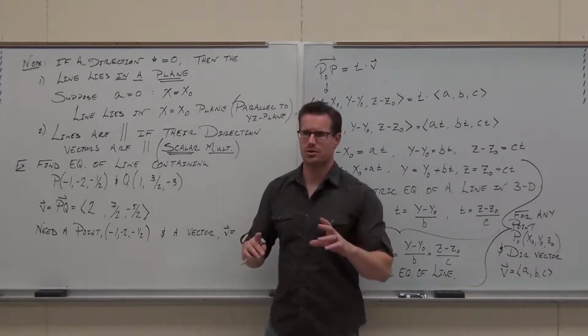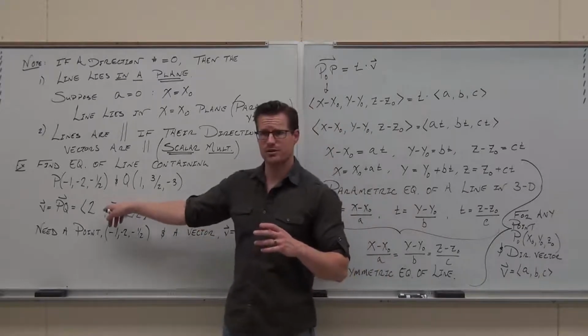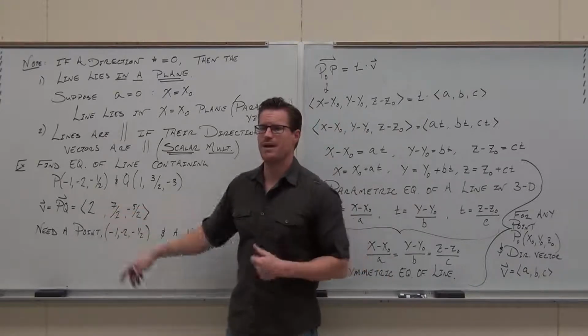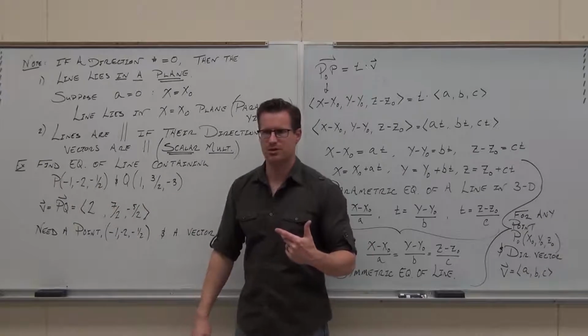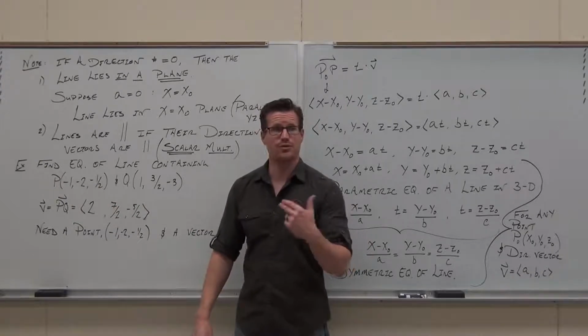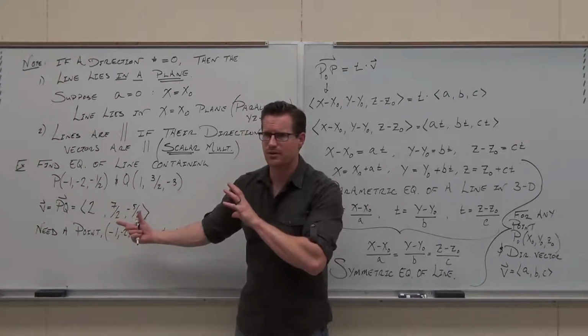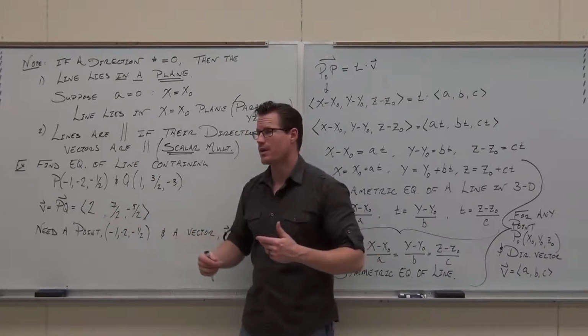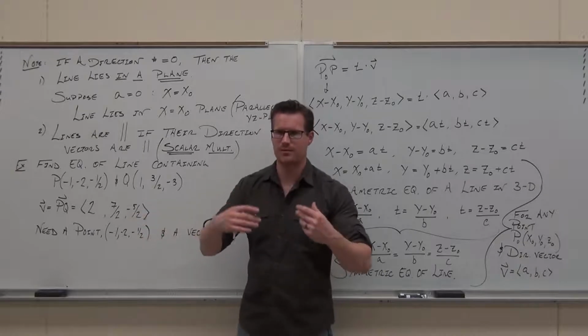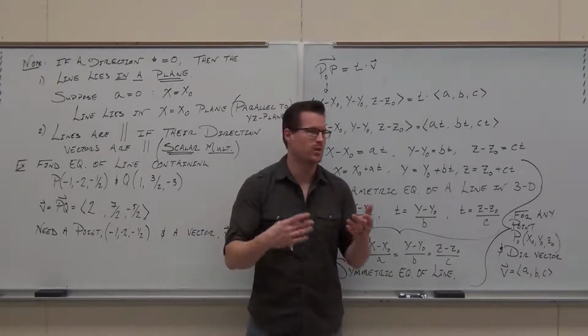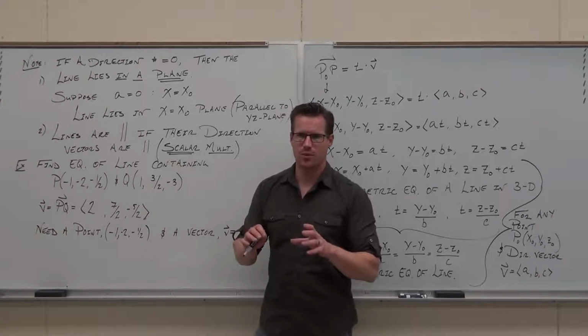So, long story short, if you have fractions, oh goodness, multiply by the LCD of your fractions. That's nice, okay? It gets rid of fractions. If you have huge direction numbers, you can divide them all by a common factor, the greatest common factor. You can change the sign, you can multiply by negatives. You can basically do whatever you want.